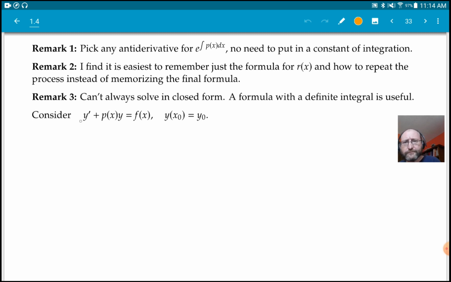So consider a linear equation with an initial condition.